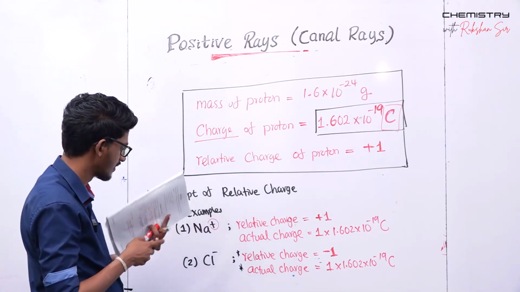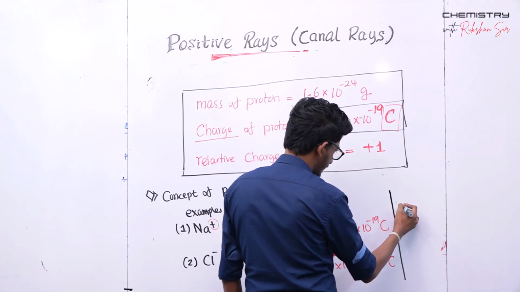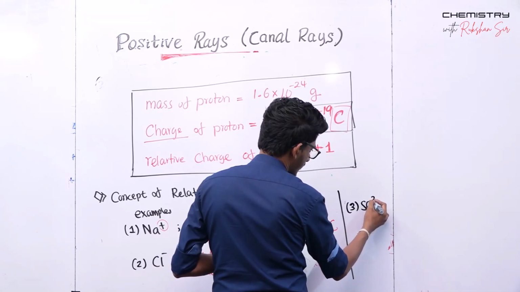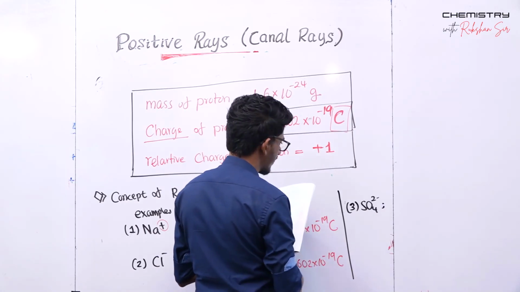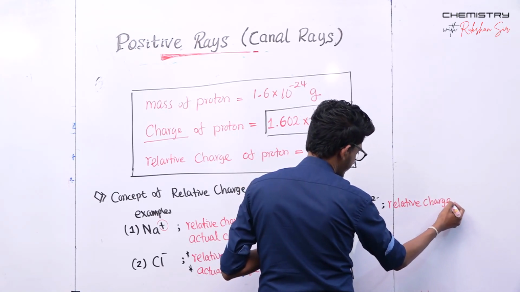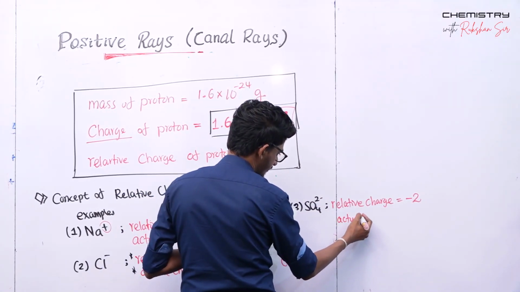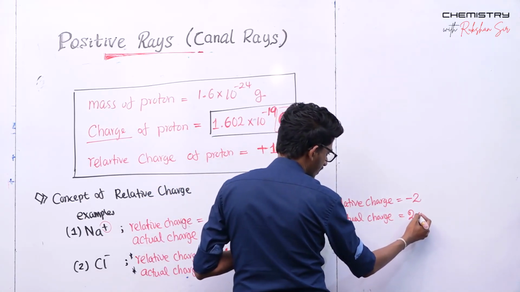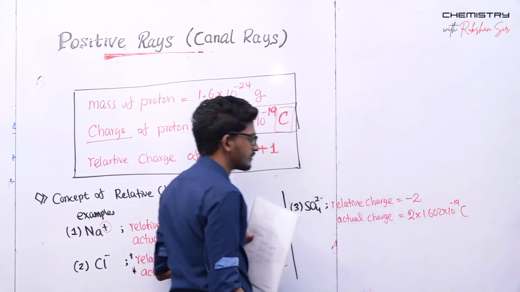Let's come up with another example, the same thing for the sulfate ion as well. SO4 2 minus. So what is the relative charge? Relative charge is minus 2. What we are writing here is the relative charge. Then what is the actual charge? Actual charge is 2 times the smallest charge, 2 times the protonic charge.